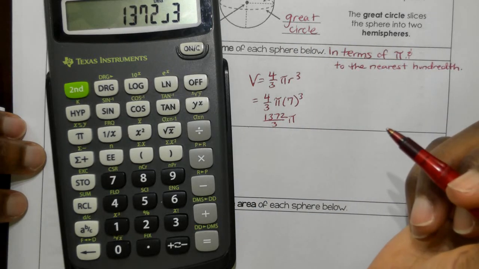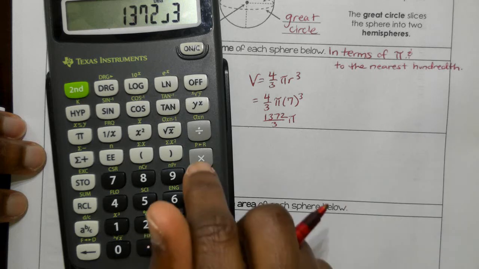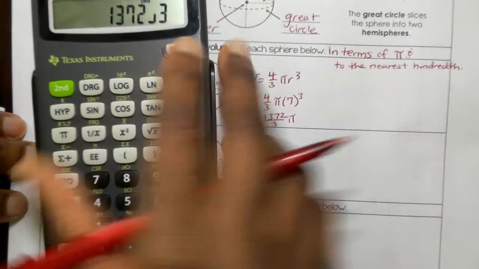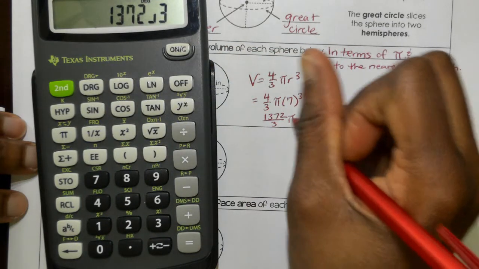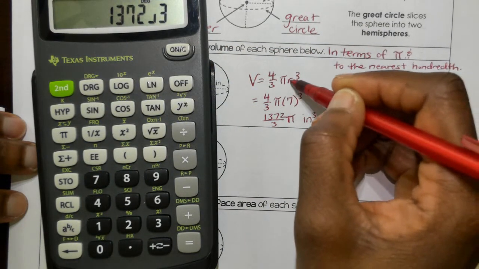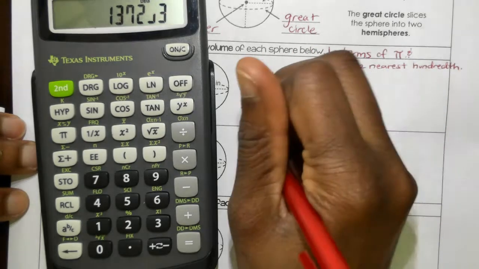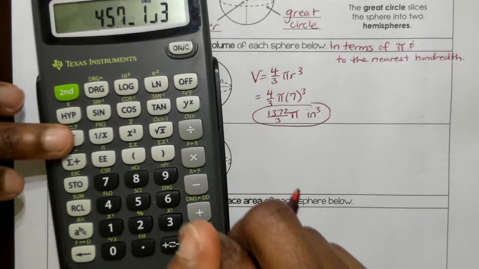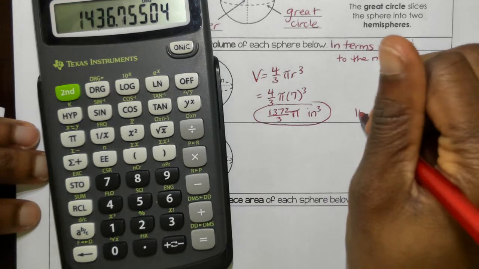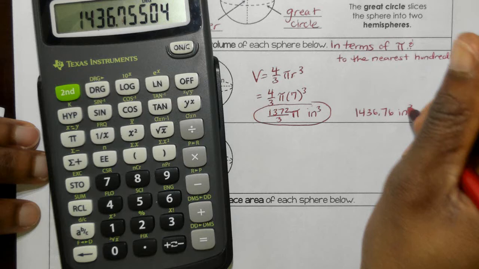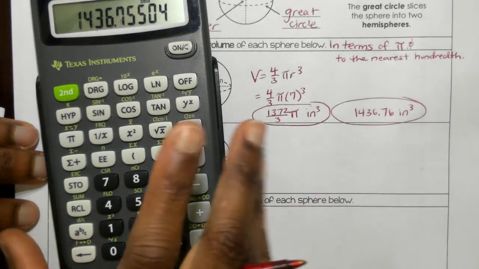And when we multiply, that's the answer in terms of pi, so that's one of the answers. And this is inches cubed because we did inches times inches times inches, so we did inches 3 times. Okay, and then timesing that by pi, we get 1436.76 inches cubed. So that's the second answer.